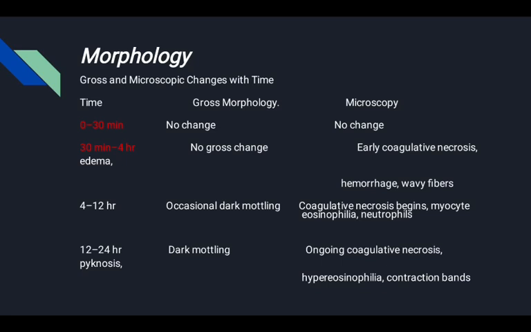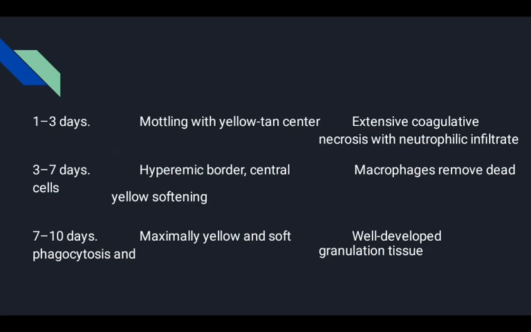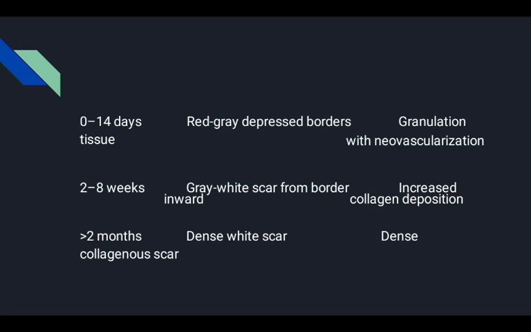Now, let us see gross and microscopic changes with time after coronary artery occlusion. There is initially no visible change. Within a few hours, coagulative necrosis begins. By 12 to 24 hours, the infarct shows dark mottling with neutrophilic infiltration. Between 3 and 7 days, macrophages remove dead tissue, making the heart soft and prone to rupture. Over the next few weeks, granulation tissue develops and finally dense fibrous scars form after about 2 months.